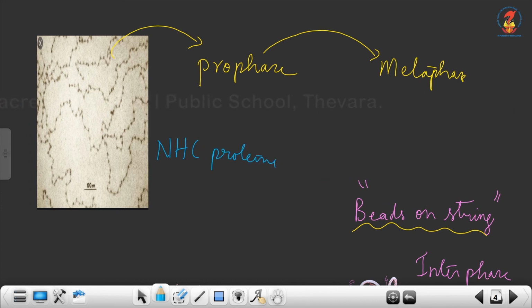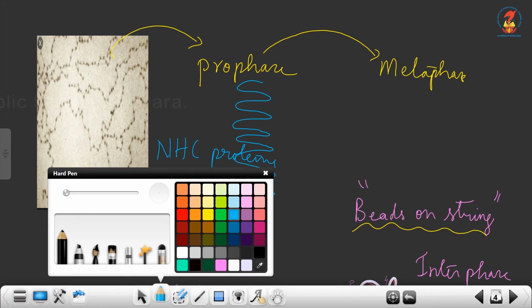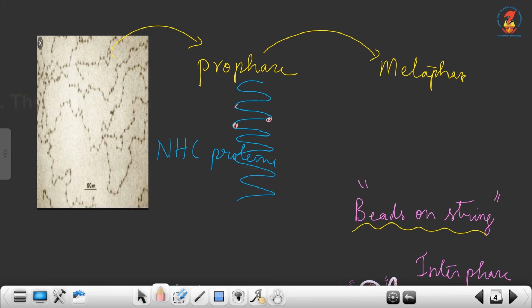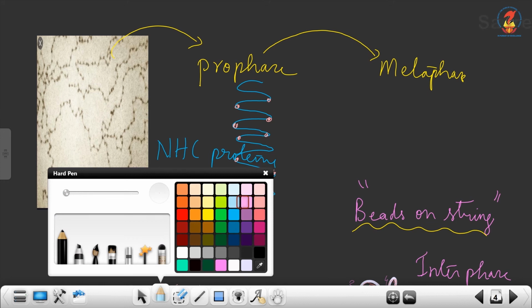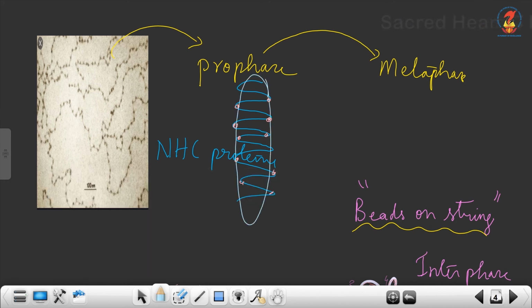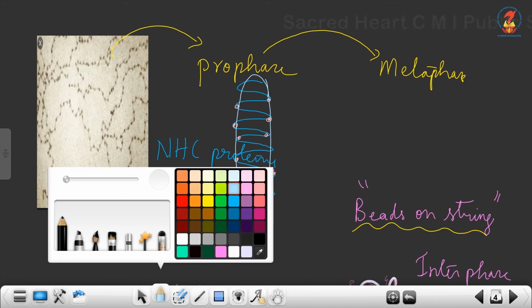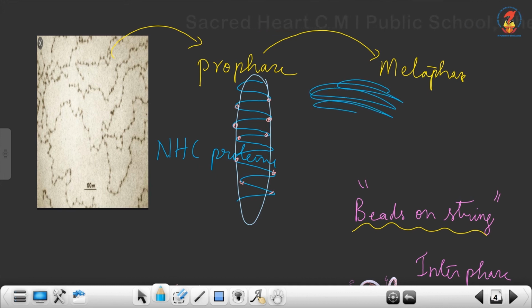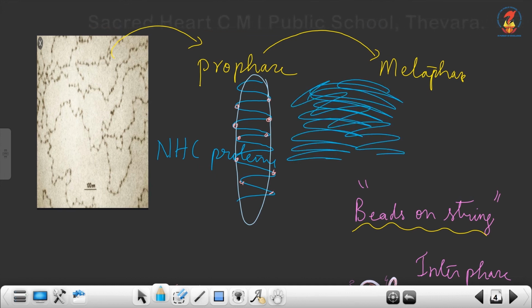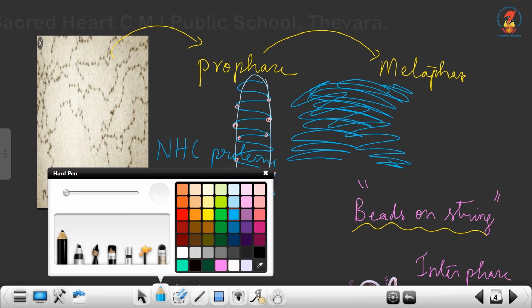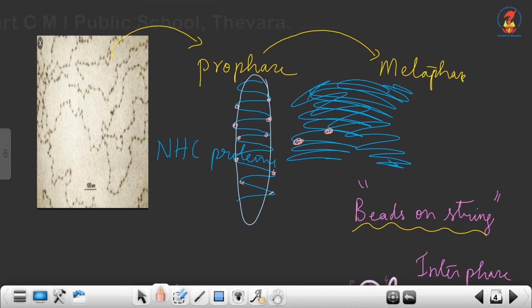So, you can see these fine threads get packed this way to make the rod shape, and the non-histone proteins I will be putting like this. They are getting packed like this. That way we get the rod-shaped chromosome, as we see in prophase. As we move to metaphase, further condensation takes place. It becomes more and more packaged and takes the shape of X. This is also done with the help of NHCs. Non-histone chromosome proteins are holding and packaging them. That is why we get the X-shaped chromosome. Clear?